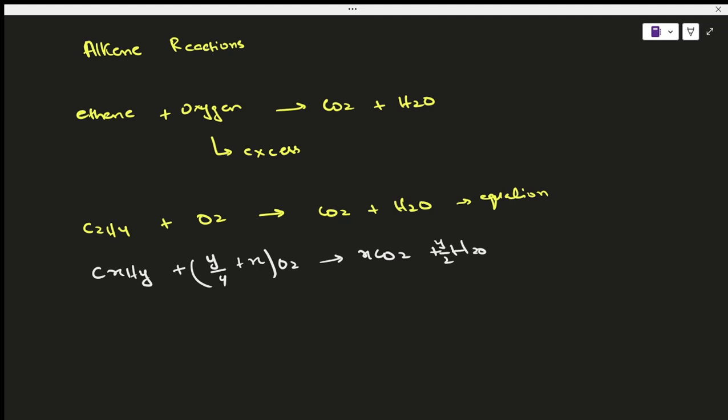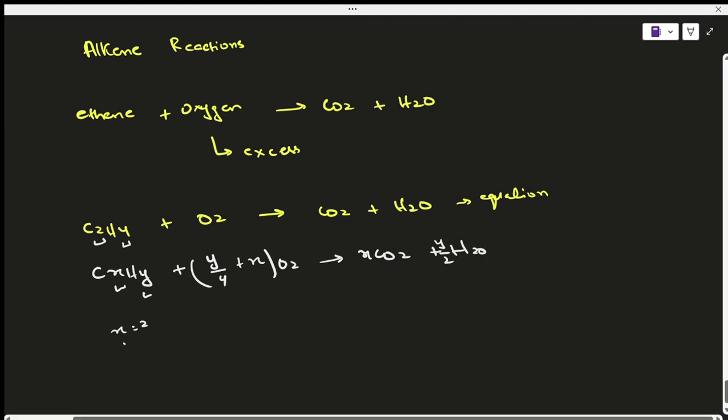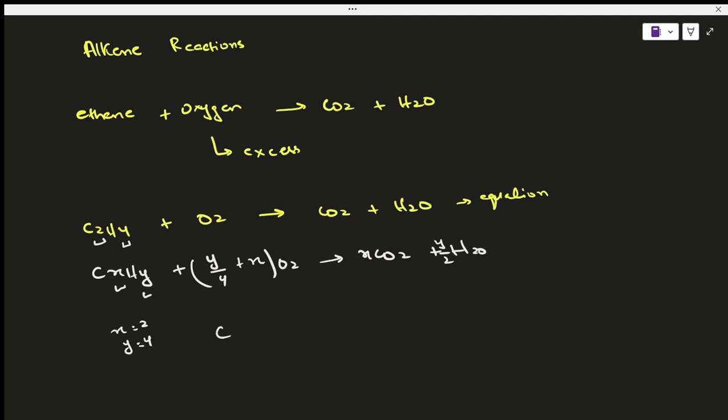Now if I were to figure out the values of x and y, here you can see the value of x is 2 and the value of y is 4. Now we can balance this equation very easily. So C2H4 plus, we need to figure out the number of oxygens. How do we do that? You have got the part here: y over 4, the value of y is 4, so that's 4 over 4, plus the value of x, which is 2. And this is O2.